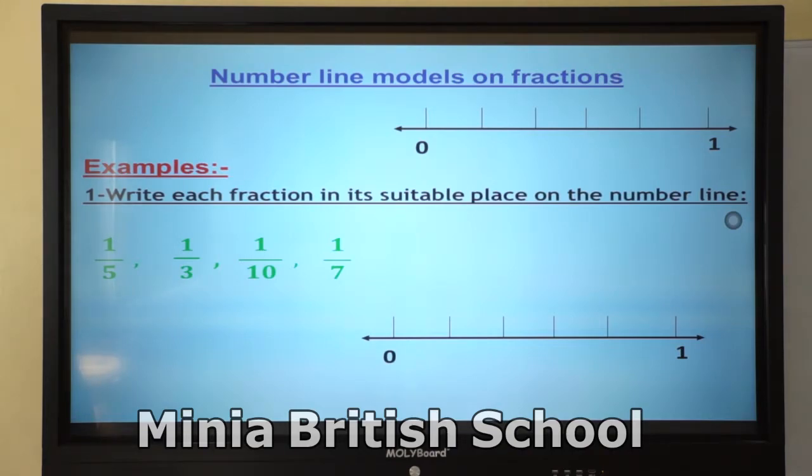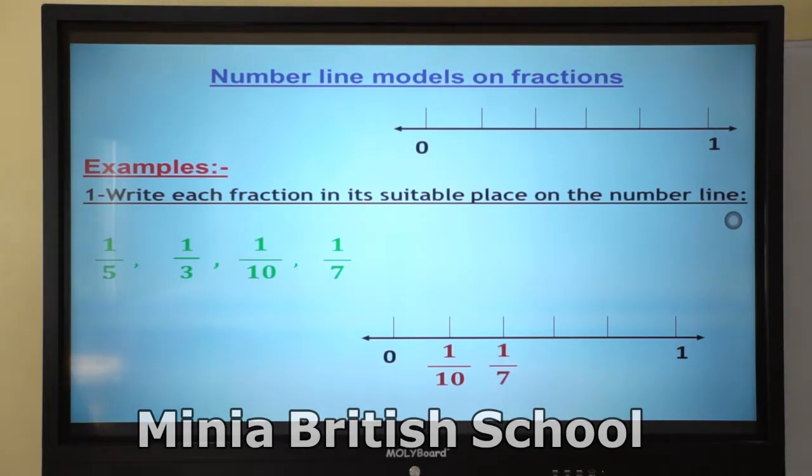Again, to put the fraction in a suitable place in the number line, you have to order the fractions in ascending order. And we have the first case, the same numerator, as we studied before in the previous lesson. The same numerator means the greatest denominator is the smallest fraction. So we will start with 1 over 10, because here I have 10, the greatest number in the denominator. That means the smallest fraction.